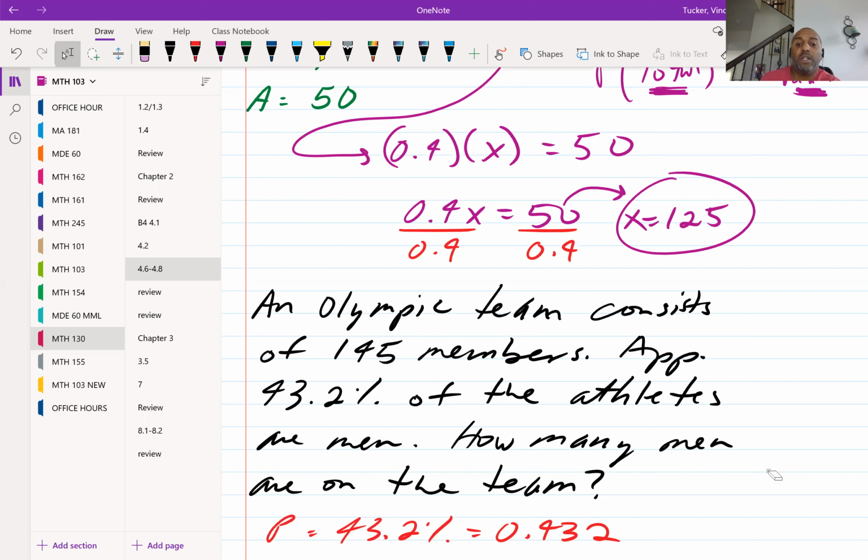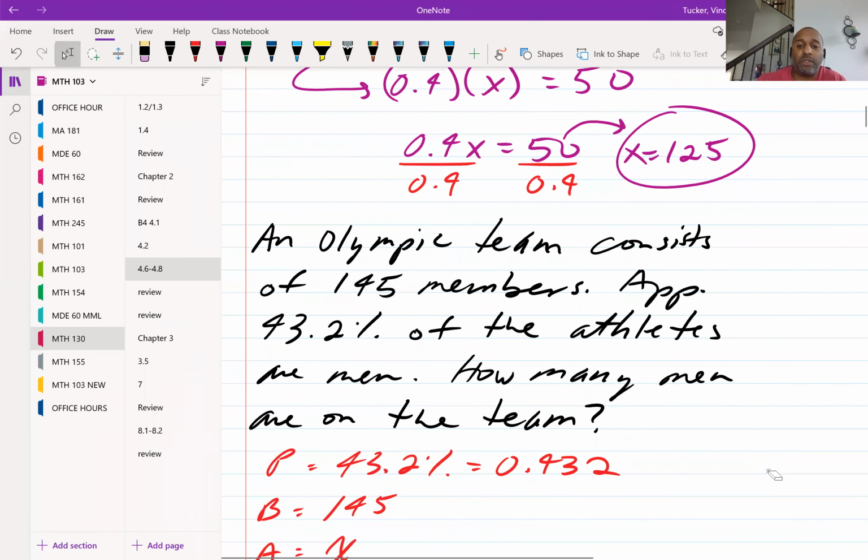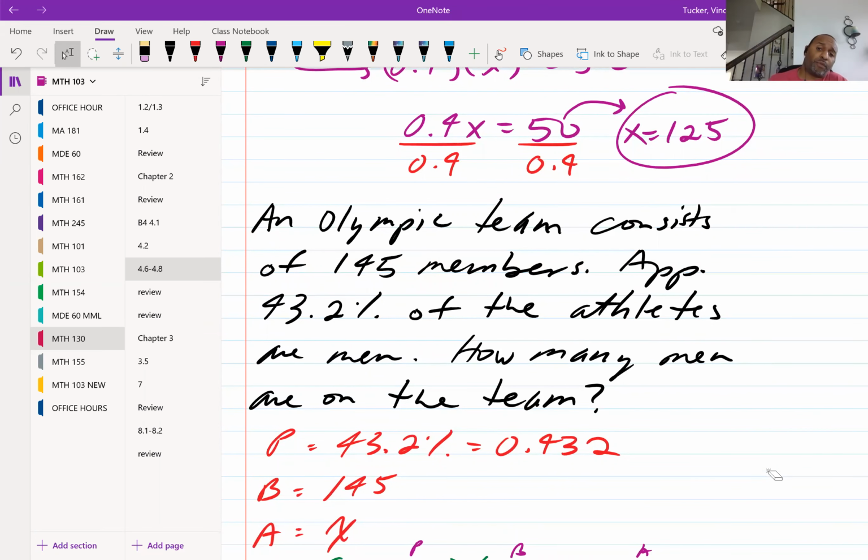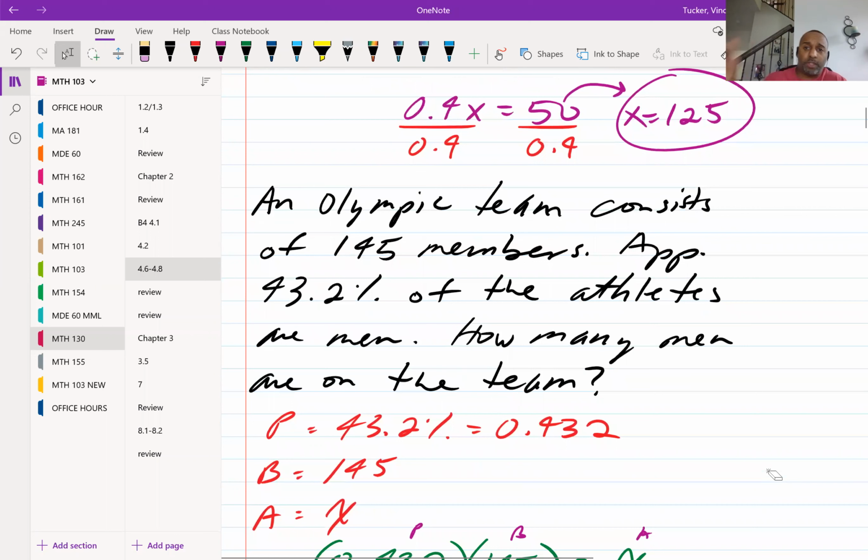All right. So as always, you want to look at your problem and then pick out or extract all the given information. We have 43.2%. So that's, like I said, the percentage is always the easiest one to pick out because it's attached to the percent sign, or you see the word percent somewhere. So 43.2%, convert that to a decimal, move the decimal 2 places to the left is 0.432. Then it says the whole team has 145 members. How many men are on the team? So the number of men is the part. So the whole team is your base. That's 145. And then the amount of men that we're looking for is X.